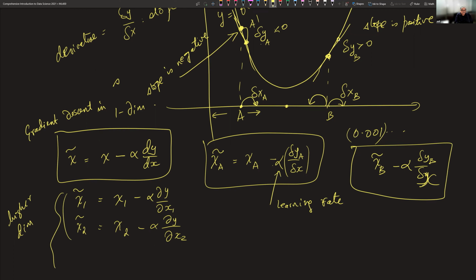So the next value, this is the x vector, and this is the x tilde vector. And so you can say x tilde as a vector is equal to x vector minus alpha.